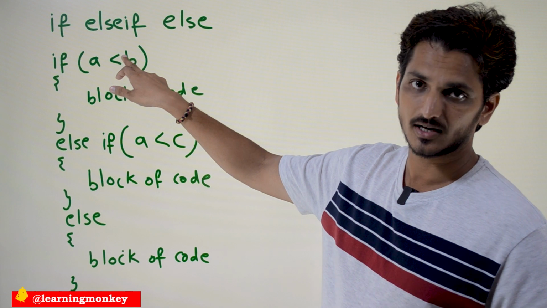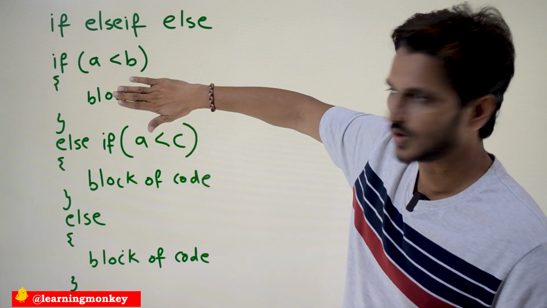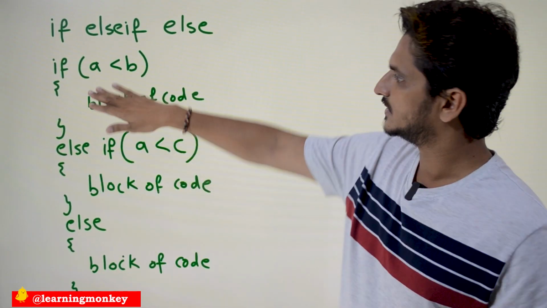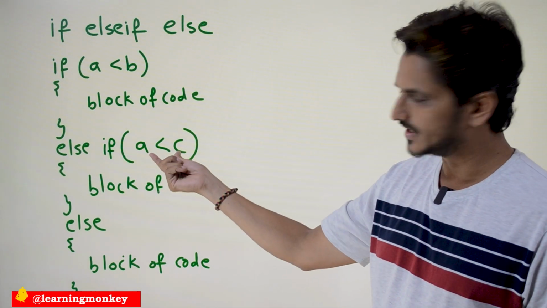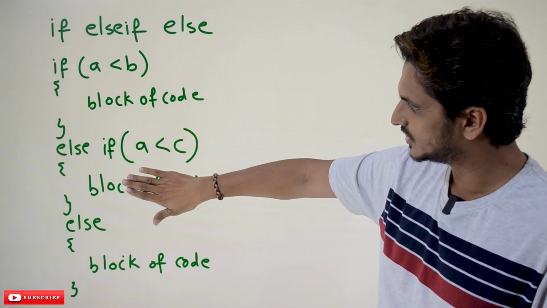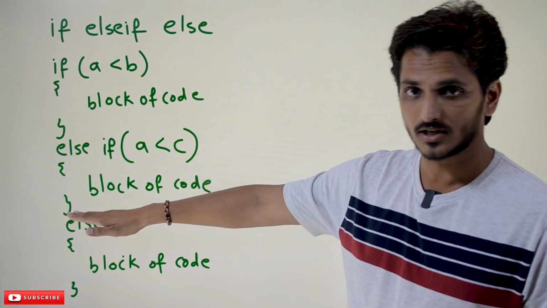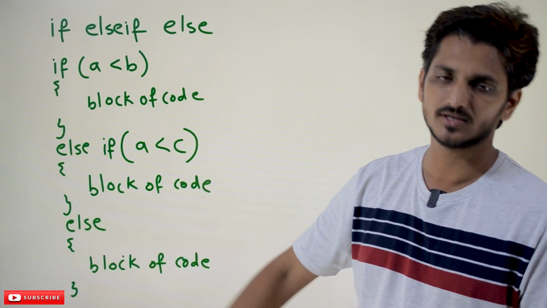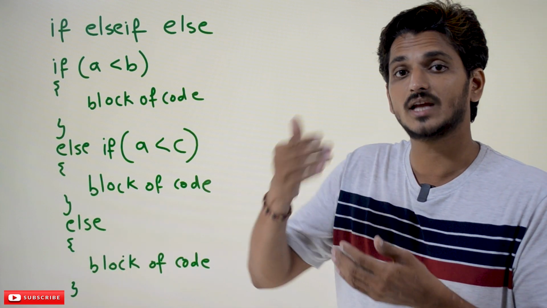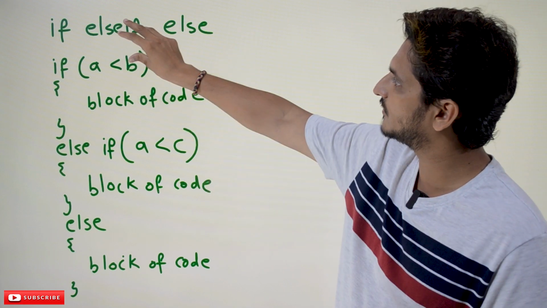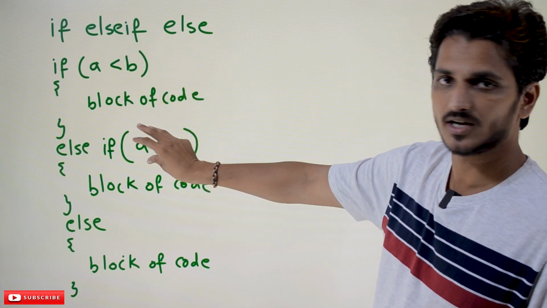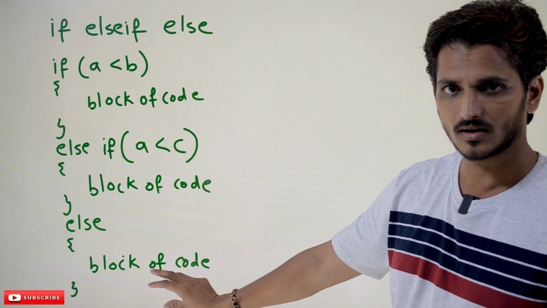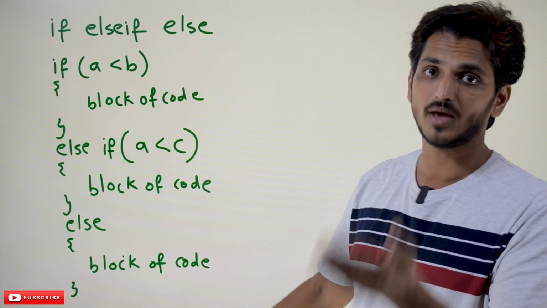If this condition is true, it will execute this block of code. Otherwise, it is going to check the next condition. Else if this condition is true, it is going to execute this block of code. Otherwise, if you write one more else if, it is going to check the next else if condition, and the next. That is how it checks step by step: first if condition, if it is false, the next if condition, and so on, one by one.